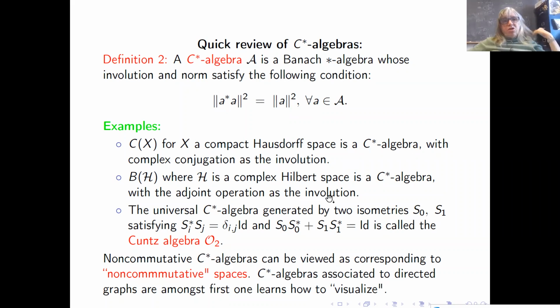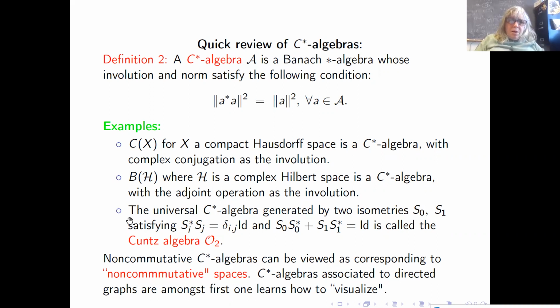So examples of C-star algebras are C(X), for X a compact Hausdorff space. And this one has a unit. We don't always want a unit, but the ones we're studying will have a unit. The unit is a constant function. And then you have bounded operators B(H) on a complex Hilbert space, with the adjoint operation as your involution, which satisfies the condition.